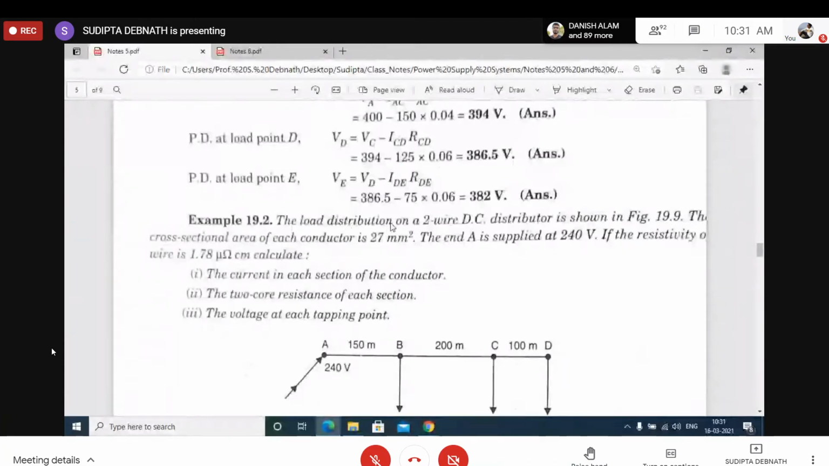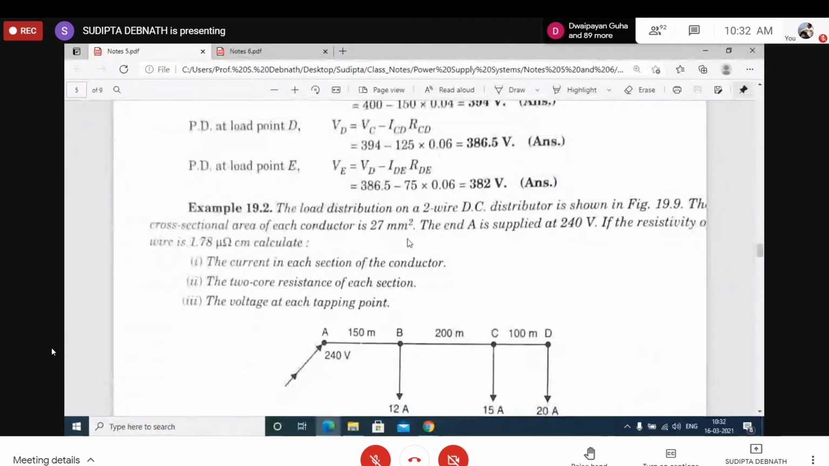So the load distribution on a 2-wire DC distributor is shown here. So the figure is given. Cross-sectional area of each conductor is given as 27 millimeter square. It is not possible that you provide one cross-sectional area for this part because it is heavily loaded, less cross-sectional area for this part and minimum cross-sectional area for this part. It is not possible to design in such a way. So the same cross-sectional area is provided and A is supplied with 240 volts.